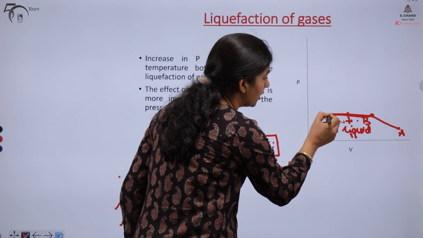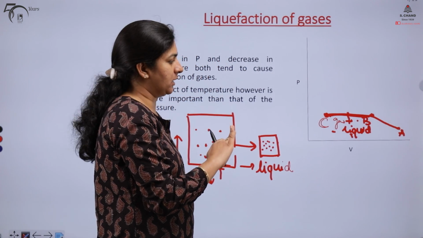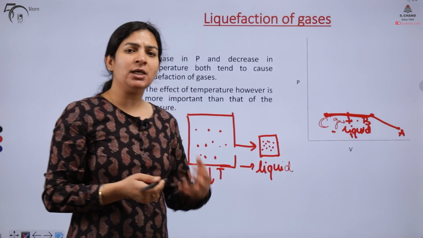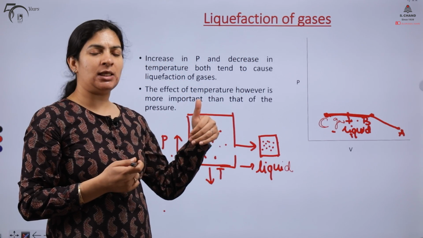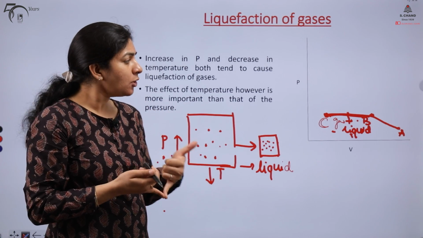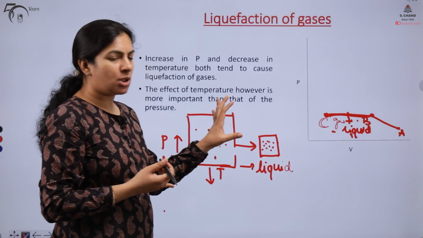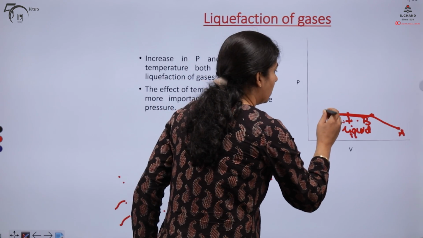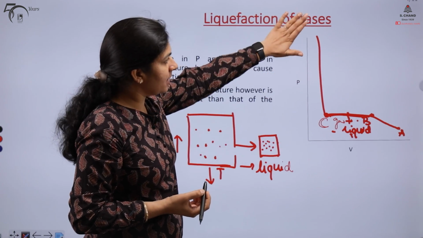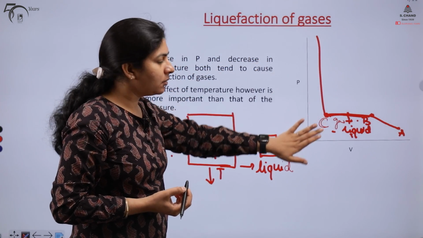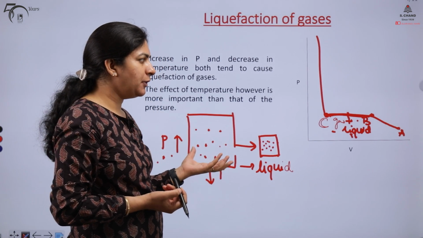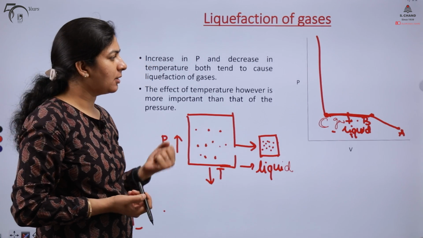Now here the liquefaction is completed. After this point, if you apply pressure, what will happen? What did we study in the first lecture of this series? We studied that liquids are not compressible. So if you apply pressure, here you see this kind of behavior. Pressure has increased drastically, but there is hardly any change in the volume. This is quite obvious. This is the property of the liquid, that they are not compressible.